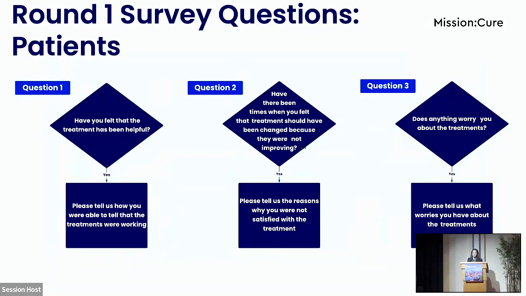3 questions were asked to the patients, and if they answered yes, then they were prompted to describe their experience in an open text format. The 3 questions were if they felt that the treatment had been working for them or has been helpful. The second question was if they felt that the treatment should have been changed because they were not improving. And the third question was what worried them about their treatment.